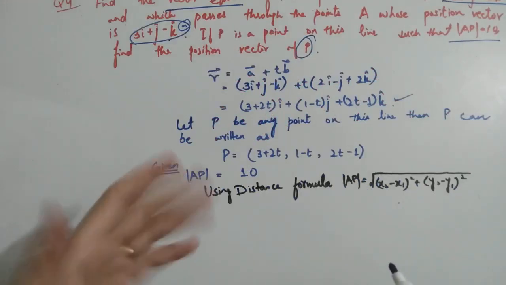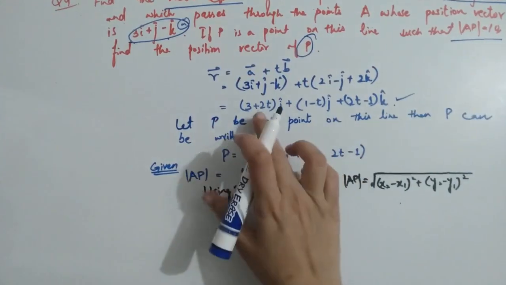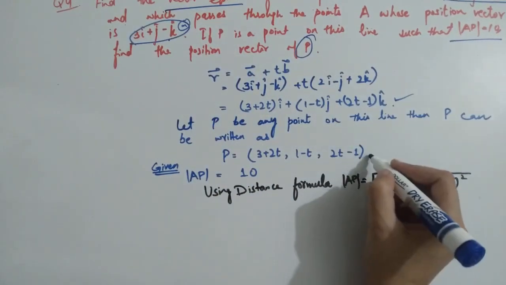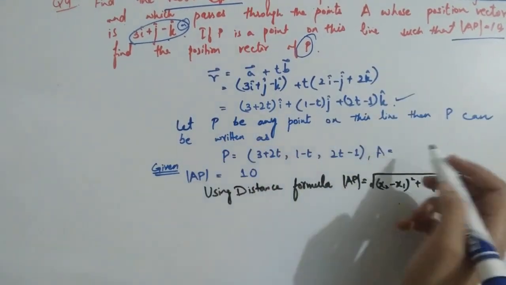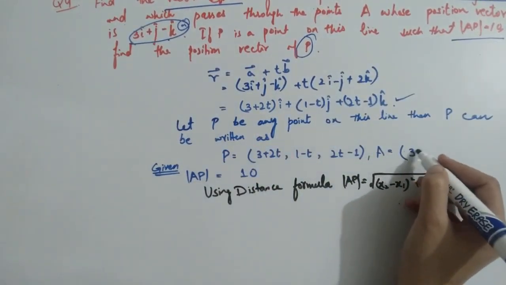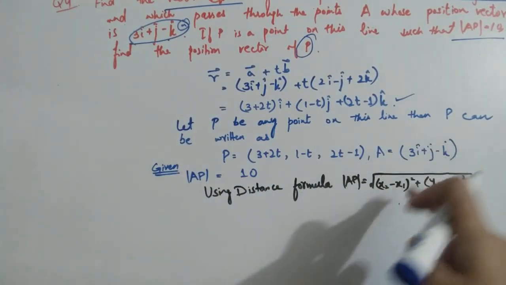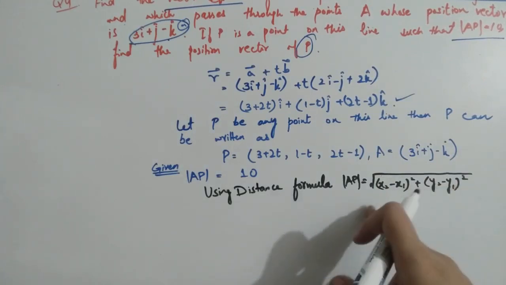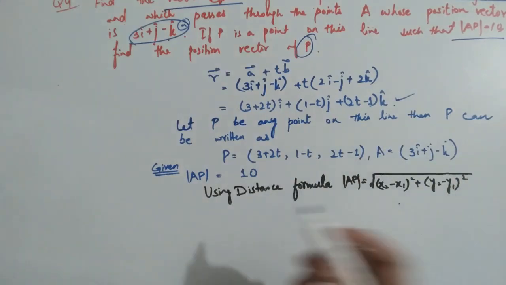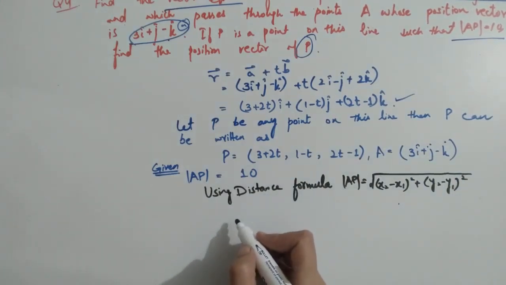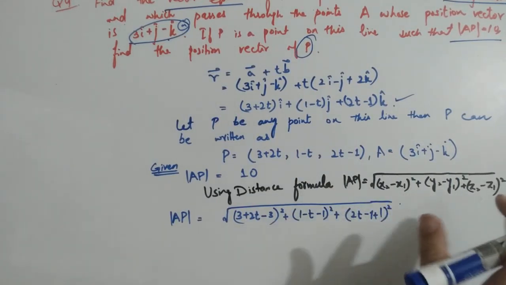So now take the point p like this, 3 plus 2t, which is the position vector with these components i, j, k here, and your a vector is given as 3i plus j minus k. Now you can put the values here in the distance formula. The distance formula is x2 minus x1 square plus y2 minus y1 square. There is a third component of the distance formula here, z2 minus z1 square also.